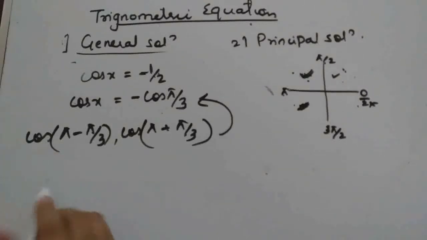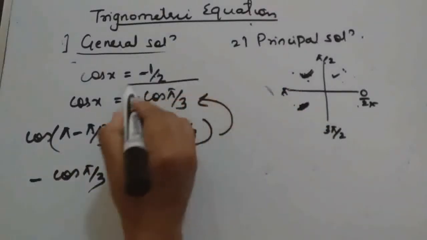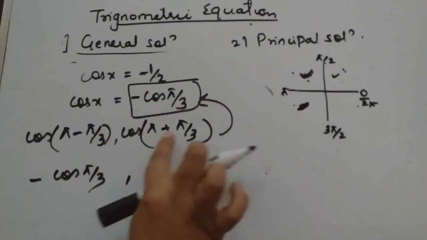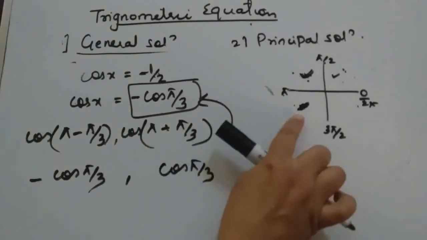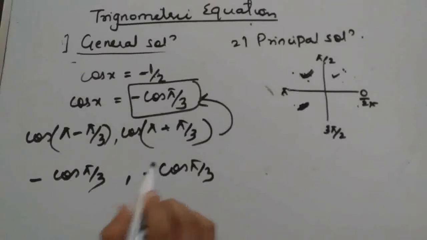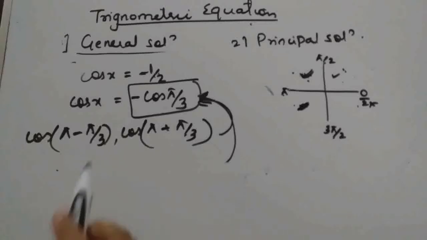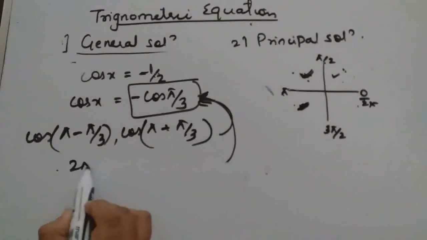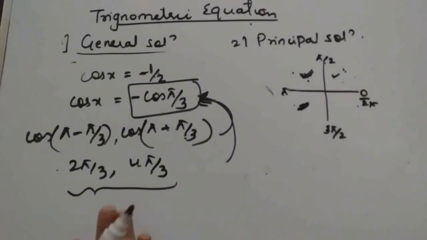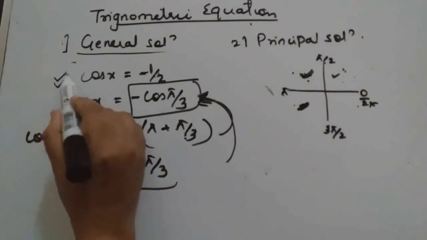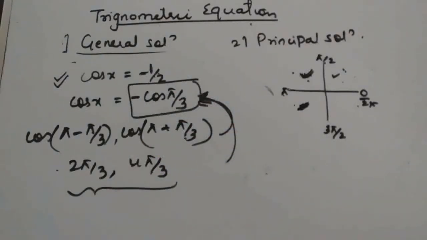Cos of pi minus pi by 3 is cos pi by 3 only, but in the second quadrant, so minus, see, the same value. And here also pi plus: cos of pi plus pi by 3 is cos pi by 3 only, and pi plus something means third quadrant, where it is negative, so the same value. So we have to check in which quadrant it is negative. Now we will find this angle: 2 pi by 3 and 4 pi by 3. These two are the principal solutions for this particular equation. To find the general solution, there are some rules, we will see one by one.